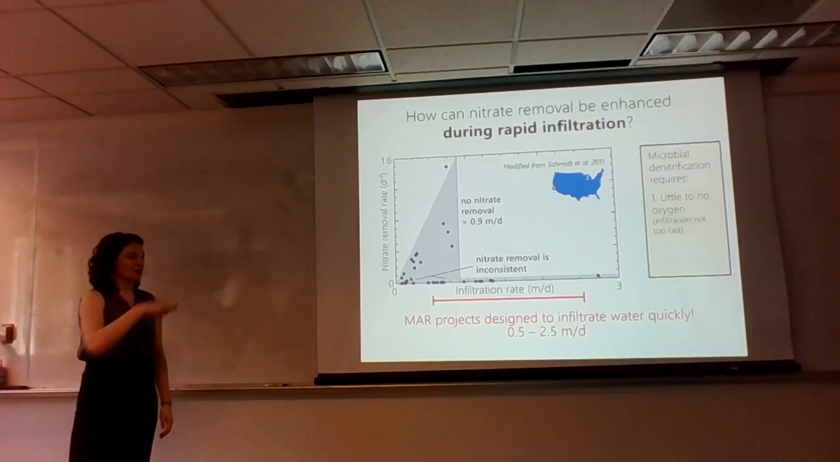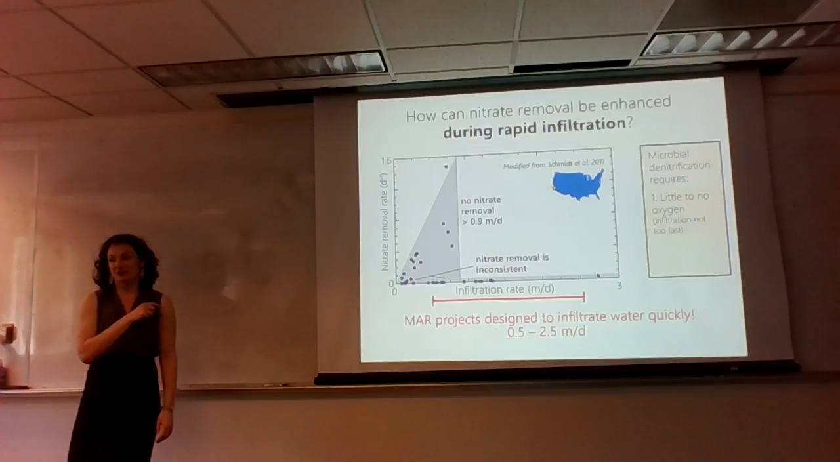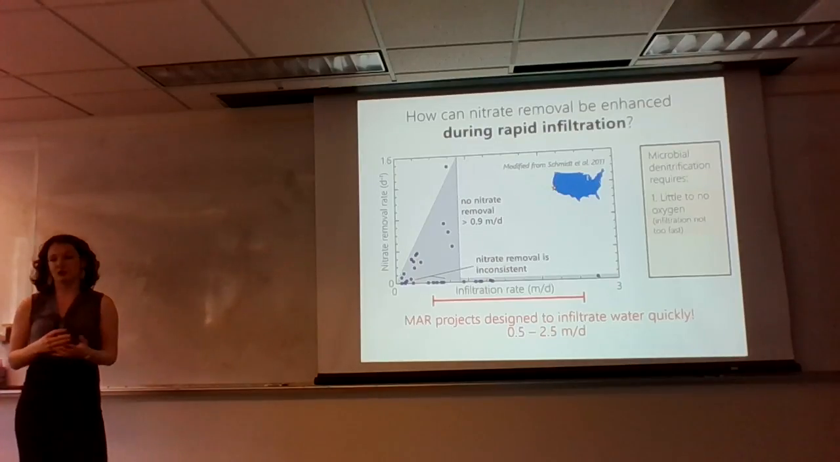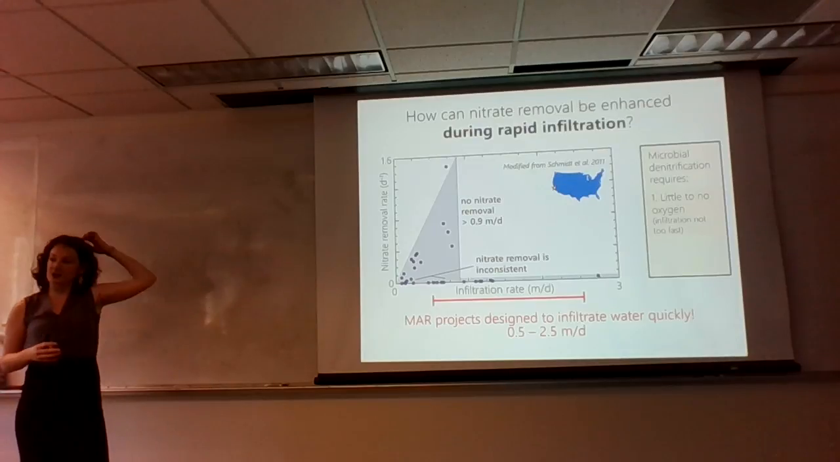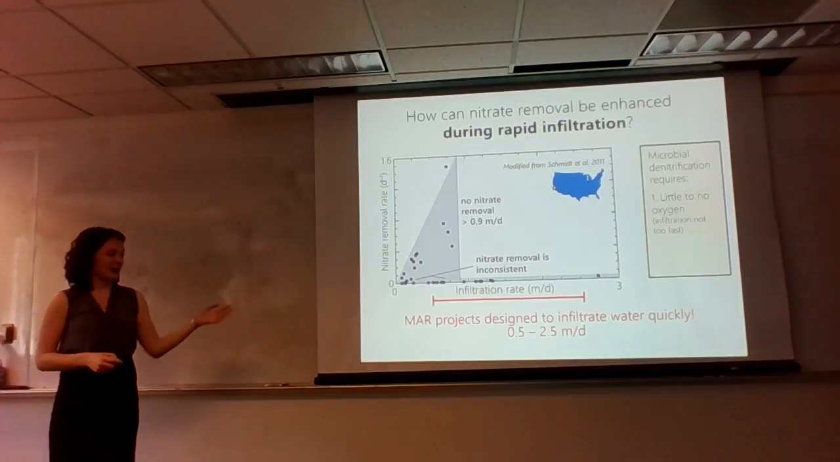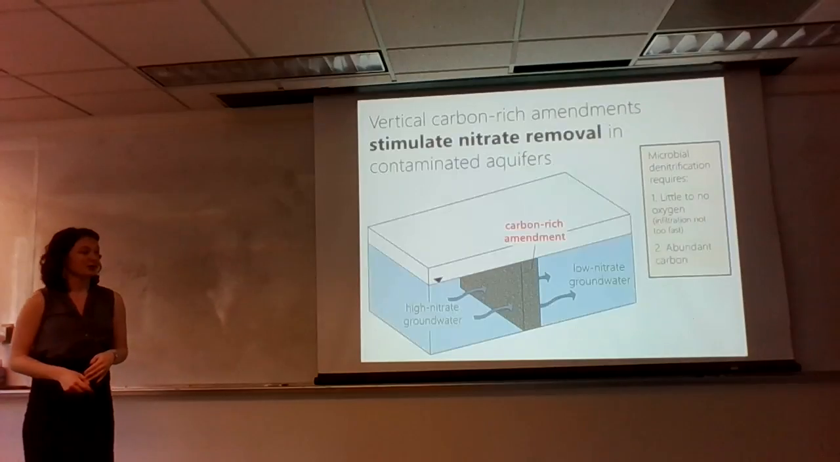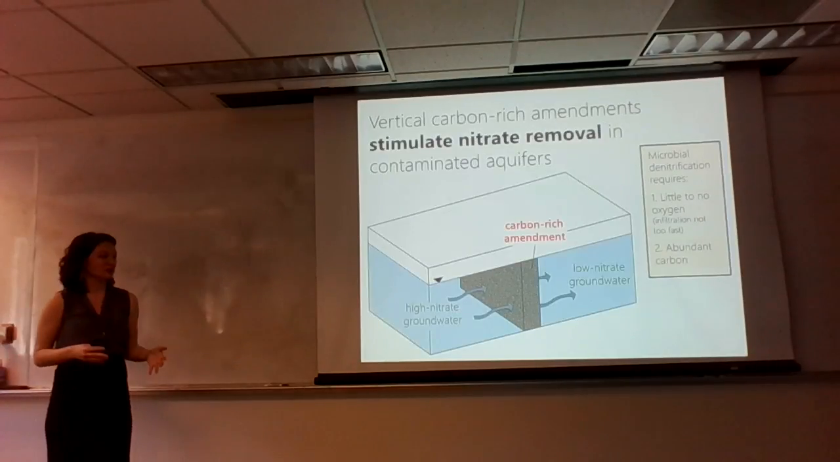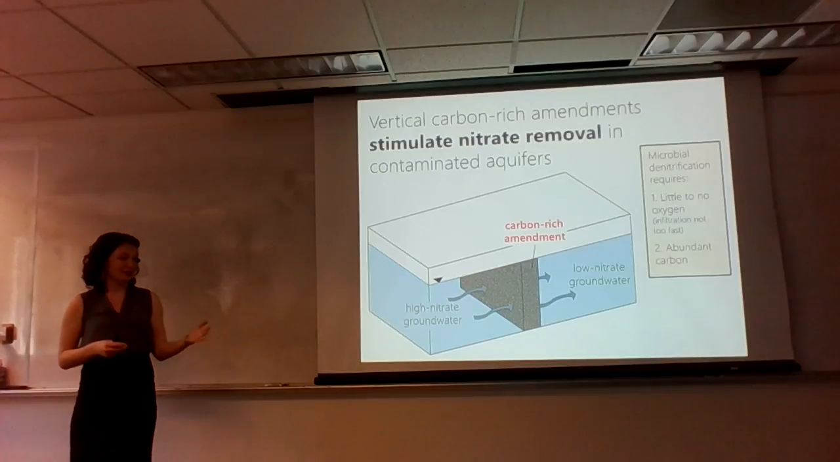Most of that range is above this 0.9 meter a day threshold. And so a key question that I want to address is, how might nitrate removal be enhanced during rapid infiltration like that you'd see for an MAR project? In addition to requiring little to no oxygen, microbial denitrification also requires that there be abundant carbon.